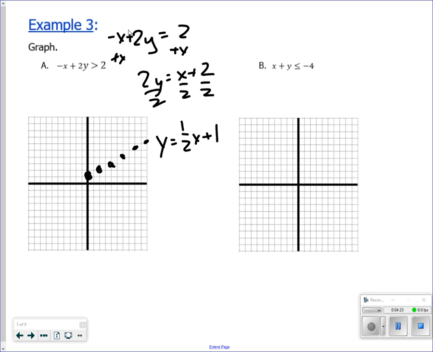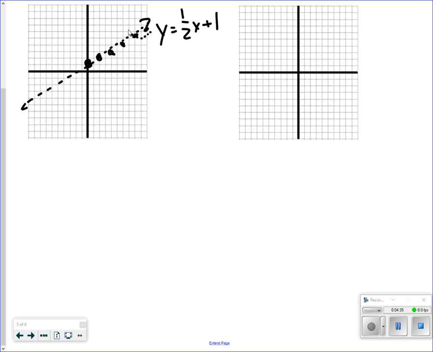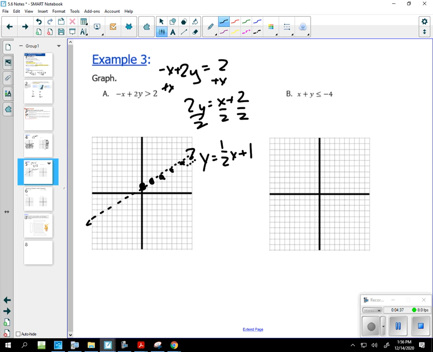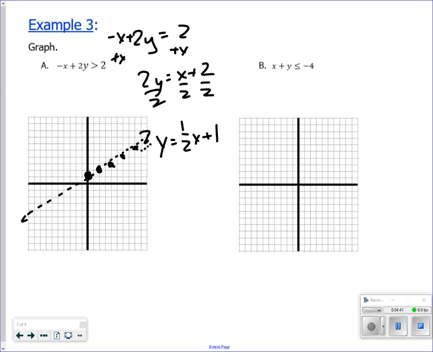Now let's decide dashed or solid. So now I'm going to go back to the original question and I see a greater than symbol. So I know that this will be a dashed line, and now shading. So it's going to be either above or below. So you're either going to shade this graph above the line or you're going to shade this graph below the line. So here we go.